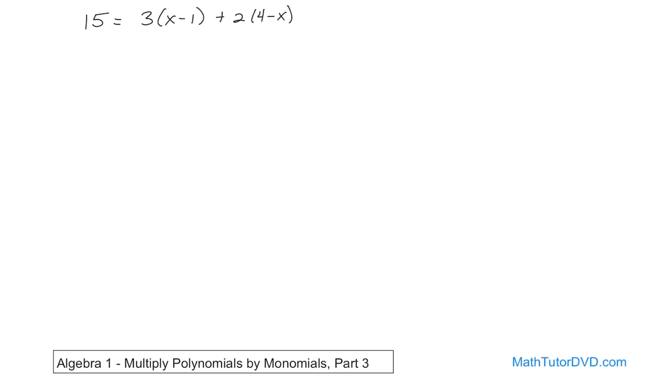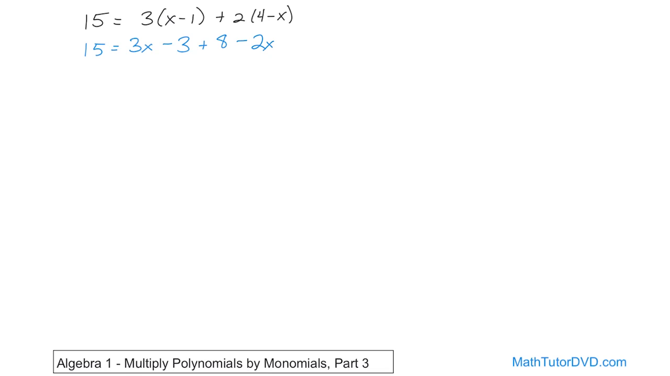And so the only extra step here is doing the distribution, because now we're learning how to multiply monomials times polynomials. So let's go ahead and do that. So we have 15 equals, now when we multiply this in, 3 times x is going to give us 3x, and 3 times negative 1 is going to give you negative 3. So we're kind of doing the multiplication as we go here. Then we have plus 2 times 4 gives you positive 8, and 2 times negative x gives you negative 2x.